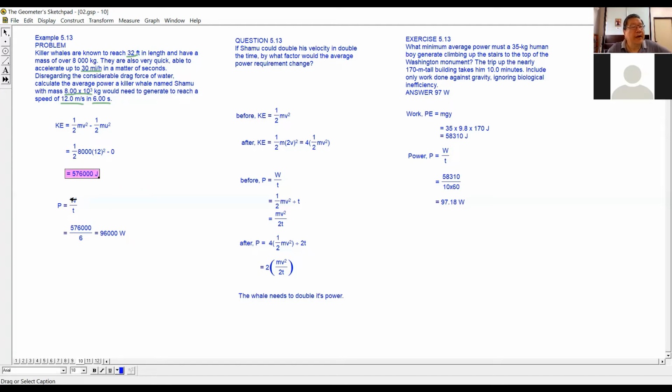So you want to calculate the power. You use the energy divided by time. Energy is 576,000. Time taken is 6 seconds. So divide by 6. Answer is 96,000 watts or 96 kilowatts. So here we use the energy divided by time. That is the power. Okay. Any question on this whale?